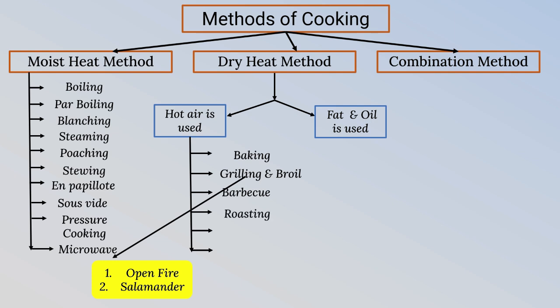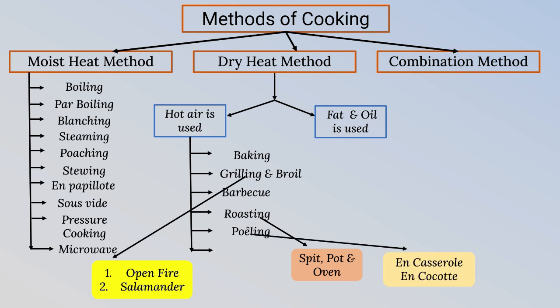Then roasting. Roasting again can be of two types, rather three types: spit roasting, pot roasting, and oven roasting. Again, I'm assuring you that we are going to discuss all these points very clearly, not today, in the coming session. Then boiling. Boiling is another method very similar to roasting, and that also we are going to discuss. There are two different methods: one is casserole, another one is cocotte. Casserole and cocotte are the two specific methods of boiling. That also we are going to discuss.